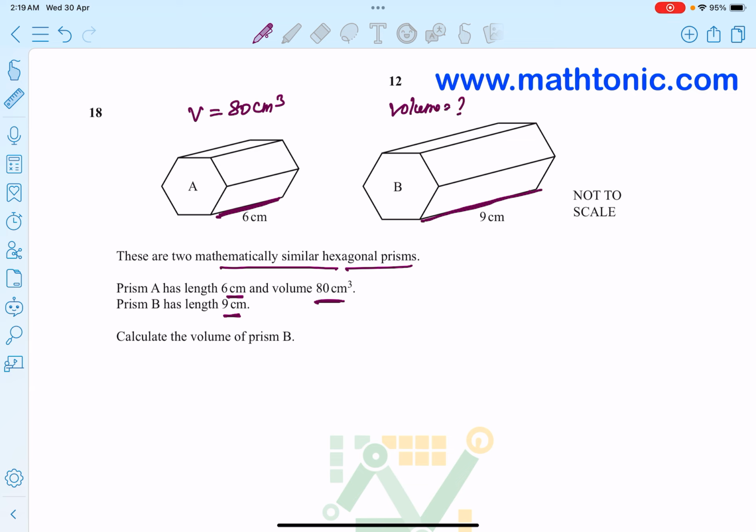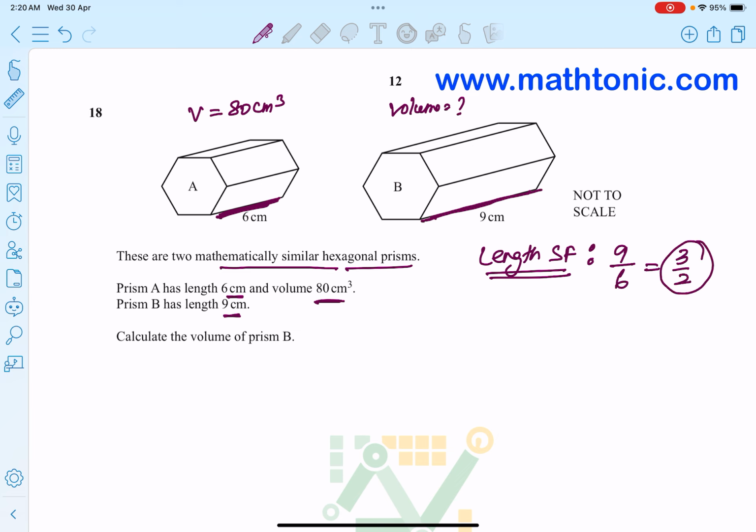Okay, so listen, when we talk about similar shapes, similarity, one term will come that is called length scale factor, area scale factor, volume scale factor. So first we need to find out the length scale factor. What does it mean? If it is 6 centimeter, its corresponding side is given as 9 centimeter. So the length scale factor is 9 over 6, that is 3 over 2, which is 1.5.